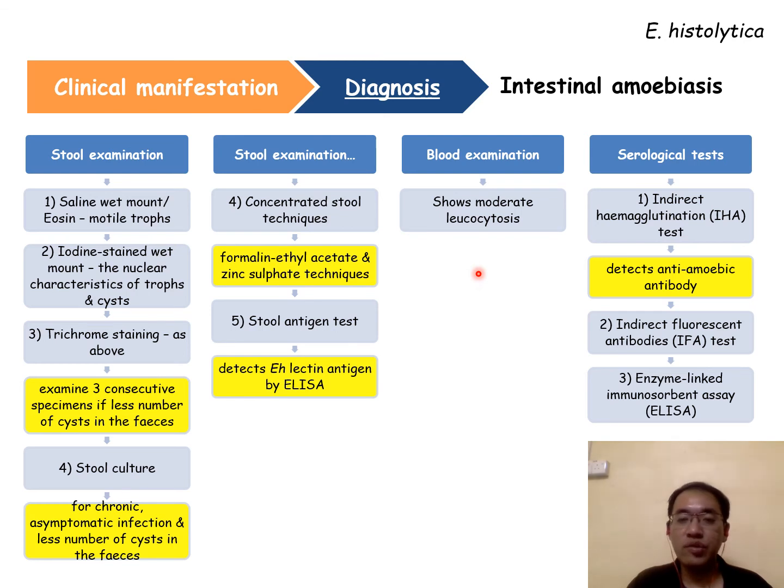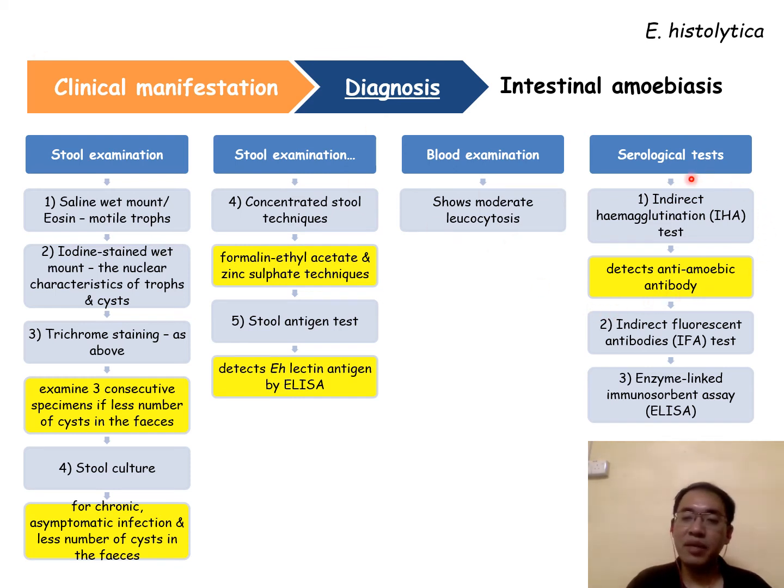We can also use blood tests to diagnose intestinal amoebiasis, but the common finding will be moderate leukocytosis. However, this finding cannot be generalized and is not specific.